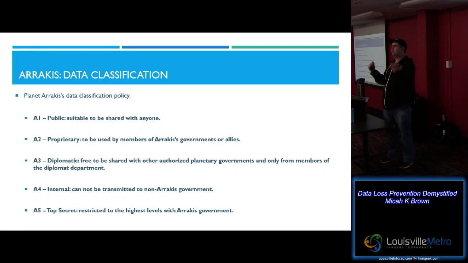A2 is proprietary, to be used only by the Arrakis government or our allies. A3 is diplomatic. So this is something that is free to be shared, but we must maintain the integrity of that communication. We must digitally sign it, for example. A4 is internal. It cannot be transmitted outside of the Arrakis government. And A5 is top secret and has to be limited to just senior members of the Arrakis government. So now we have our data classification policy.